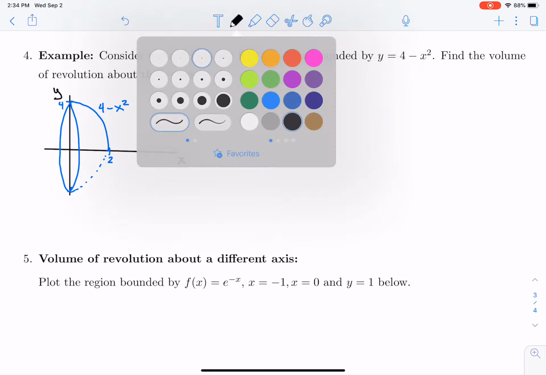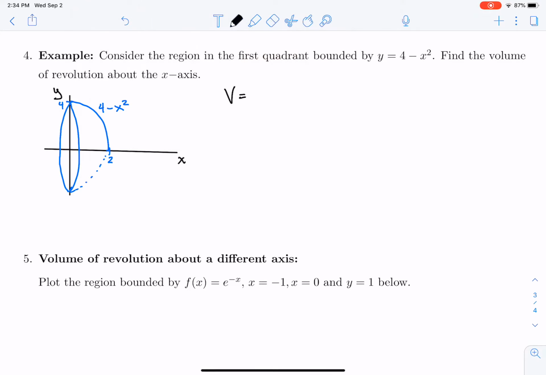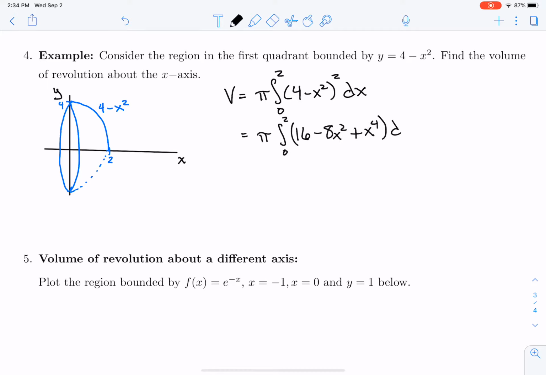So the volume is going to be pi times the integral from 0 to 2, because those are the x values that are involved, of 4 minus x squared. That's the function, which represents the radius. It gets squared, and then I'm integrating dx. So this is pi times the integral from 0 to 2. I'm going to square this out, so I'm going to get 16 minus 8x squared plus x to the fourth dx.